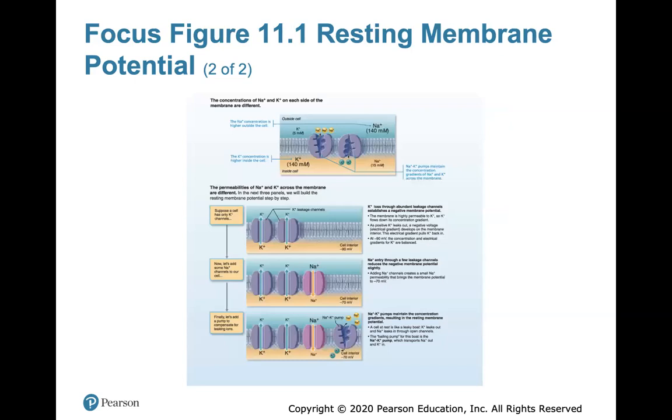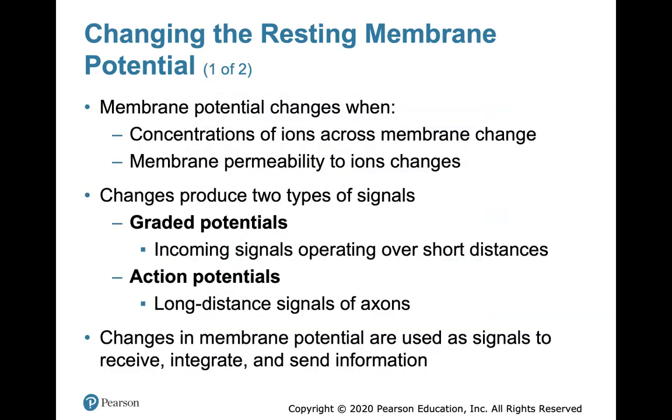And here's just a look at that sodium potassium pump and just the direction of sodium and potassium ions flowing through their channels. Membrane potential changes when the concentrations of ions across the membranes change and the membrane permeability to these ions changes. The changes produce 2 types of signals: a graded potential, where incoming signals operate over very short distances, or an action potential, which is what we'll focus on in the nervous system, which is a long distance signal of an axon. And these changes in membrane potential are used as signals to receive, integrate, and send information.